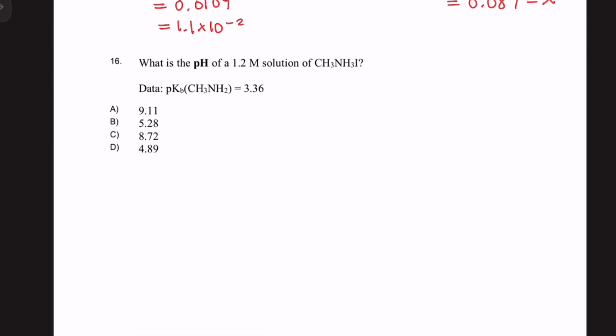All right, we have another calculation problem. What is the pH of a 1.2 molar solution of CH3NH3I? So let's begin by writing the chemical equations once again. This is a little bit more complicated, so we actually have a first equation. This dissociates into CH3NH3 plus and I minus. And then we actually have a second step.